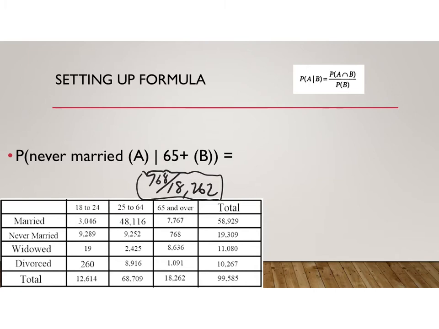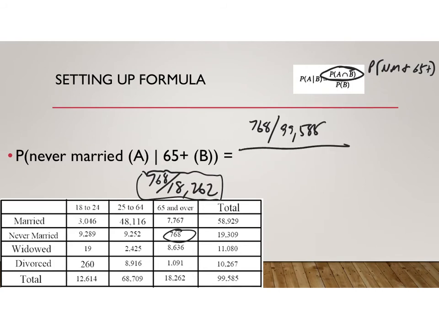And again, if we have the table, go ahead and use the table. That's absolutely fine. But if we don't have the table and we're just given this in a sentence, then we need to have the ability to actually employ the formula to figure things out. So the numerator for A and B would be the probability of never married and 65 plus. The and means that we just go to the never married and 65 plus, and we take the 768 over the total, which is 99,585. So that would be our numerator.